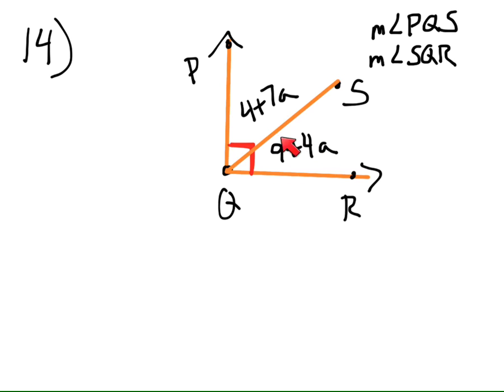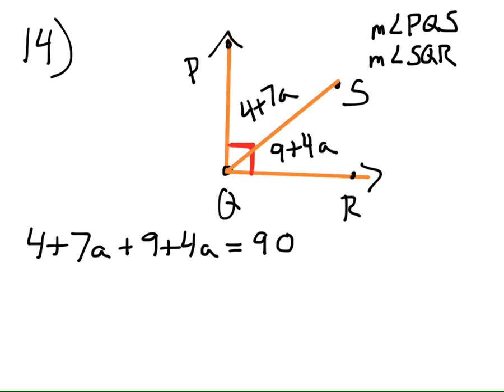I don't know they're both equal necessarily. It didn't tell me this bisects it, right? So I know those two are going to add to equal 90. I don't know they're equal. They could be equal, but I don't know that from the problem. So I know that if I take 4 plus 7A and I add that to 9 plus 4A, that's going to equal 90 degrees. So see, once I drew the figure, it became pretty clear.